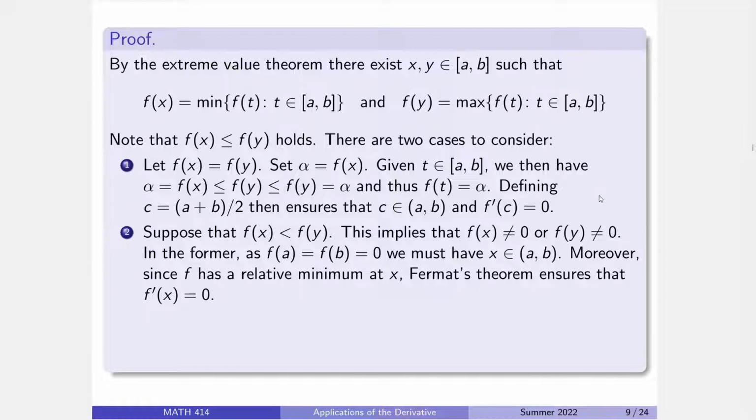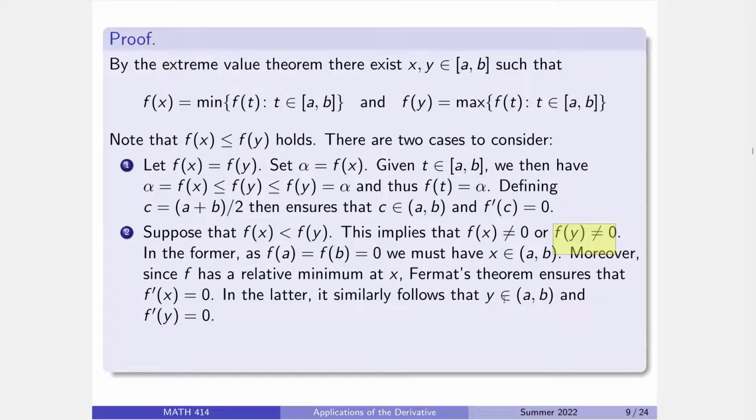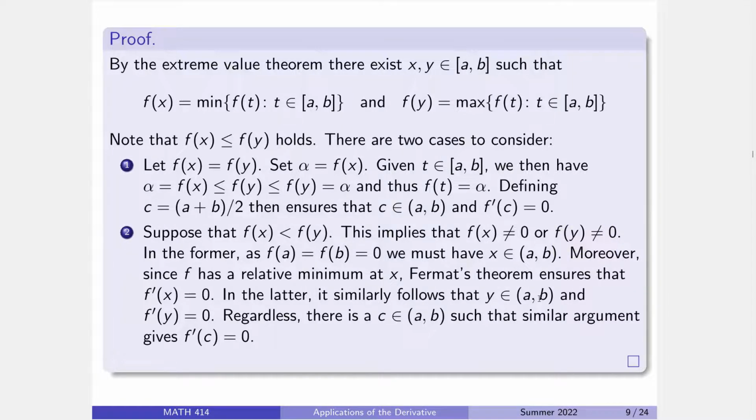Anyway, since we've got a relative minimum at x, because we have the absolute minimum happening at x, Fermat's theorem guarantees the derivative is 0 at that point. And note, it's not equal to a or b. Likewise, if f of y is the thing that's not equal to 0, then at y we have a relative max, and Fermat's theorem says the derivative is 0. Regardless, there's somewhere where the derivative is 0. And there we go, Rolle's theorem proven.